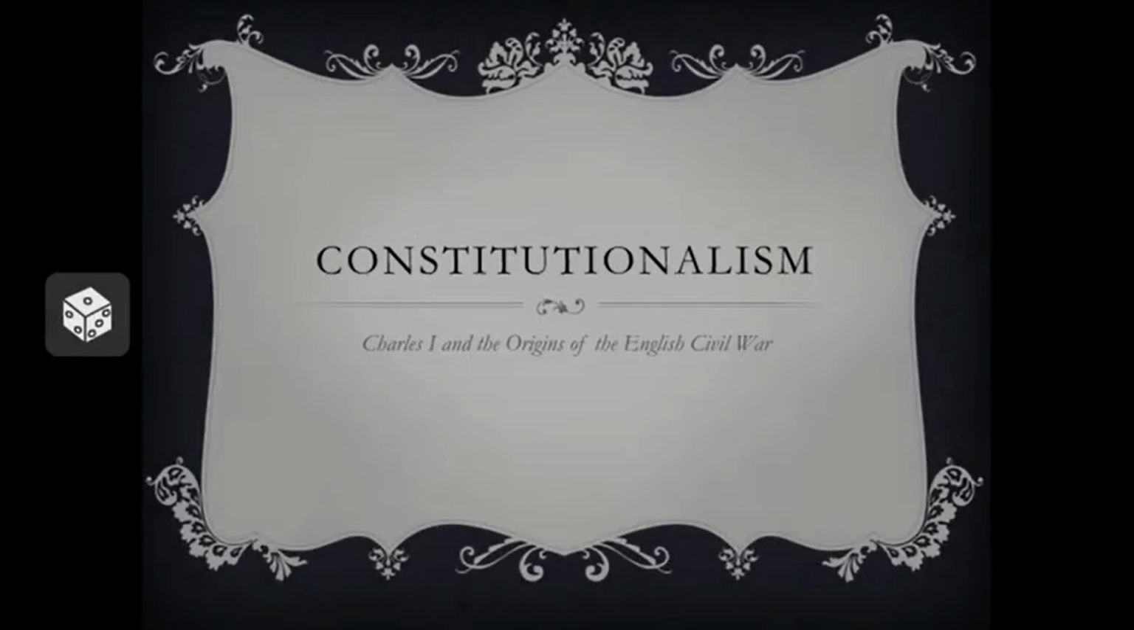Now we're going to move on to the second political theory that emerged in the 17th century, which is constitutionalism. And again, there is more than one place where we see the development of constitutionalism, but we're really going to just focus on one, and that's England. Yes, we see it in the Netherlands and in a couple different places, but really England is where we're going to focus, specifically the reign of King Charles I.